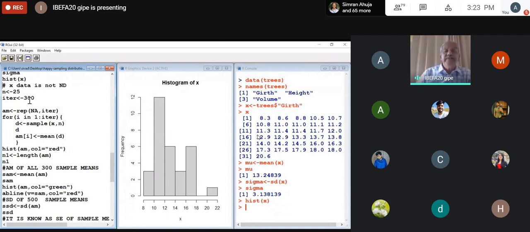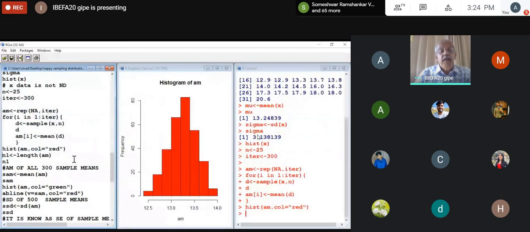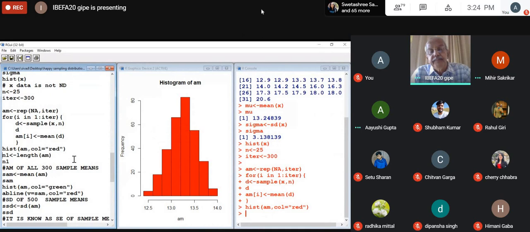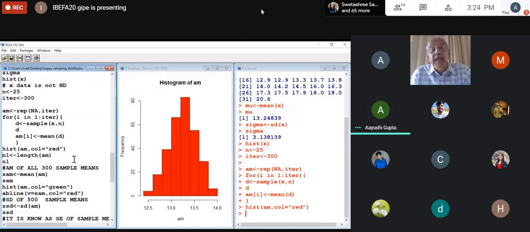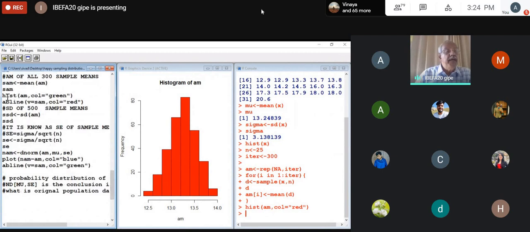Now I am going to take samples. Repeat the loop: take 25 trees, 300 times, compute the arithmetic mean, and plot the histogram. What happened to the histogram of the sample mean? It changed. It behaved like a normal distribution. Draw the normal graph of it.